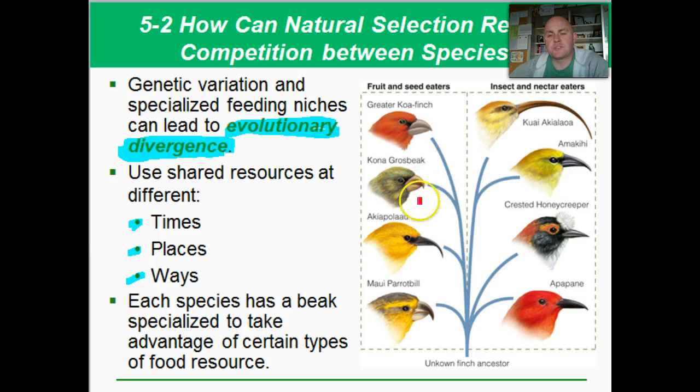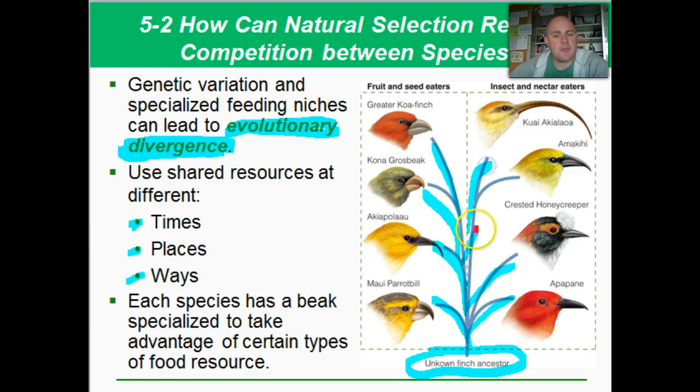And so fruit seed eaters are examples. All of these have different beaks, which means they specialize in different foods, or they need one type of beak and they eat one type of food, versus these ones that are insect and nectar eaters. And so they all came from the same finch ancestry, but they've changed to fit a specific resource that works for them. And so that would be your divergence.